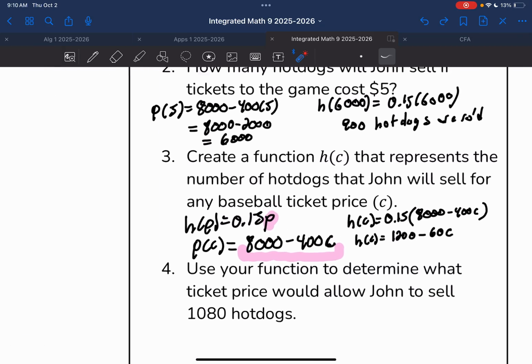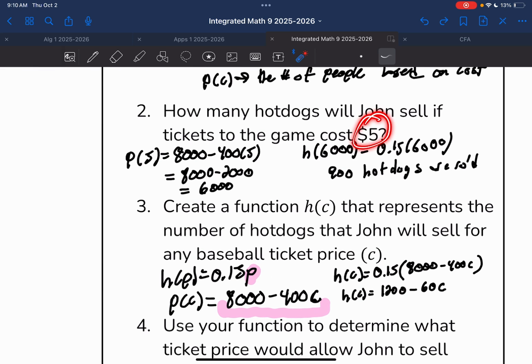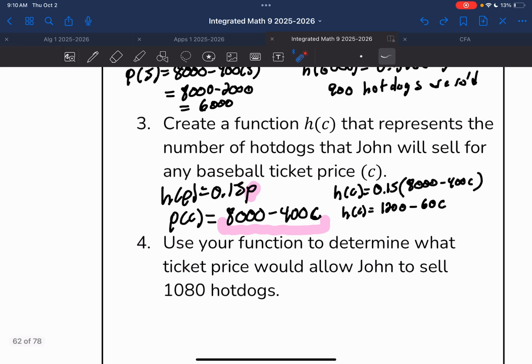And we can verify that this works. If we plug in 5 here into our combined function, we can see that 1,200 minus 60 times 5 does come out to be 900.